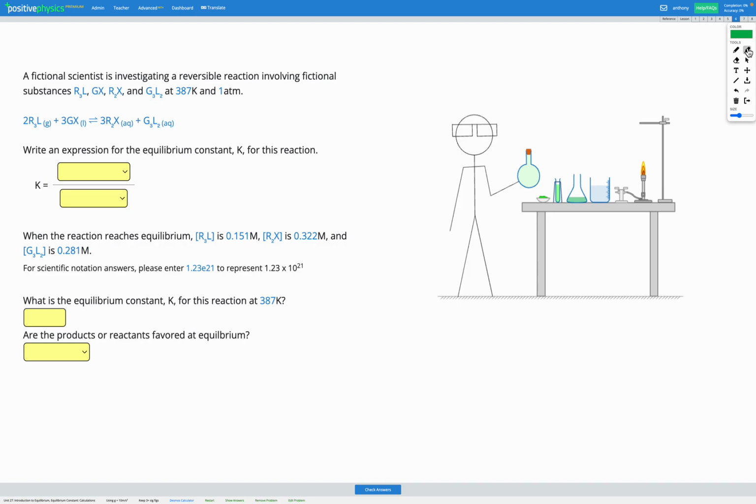In this question, a fictional scientist is investigating a reversible reaction involving fictional substances R3L, GX, R2X, and G3L2 at a temperature of 387 Kelvin and a pressure of 1 atm. So we can see we've got our equation there. We've got our reversible reaction arrow showing the reaction can go forwards and backwards. Our goal is going to be writing an expression for the equilibrium constant K and then calculating the equilibrium constant K. So let's head to our reference sheet.